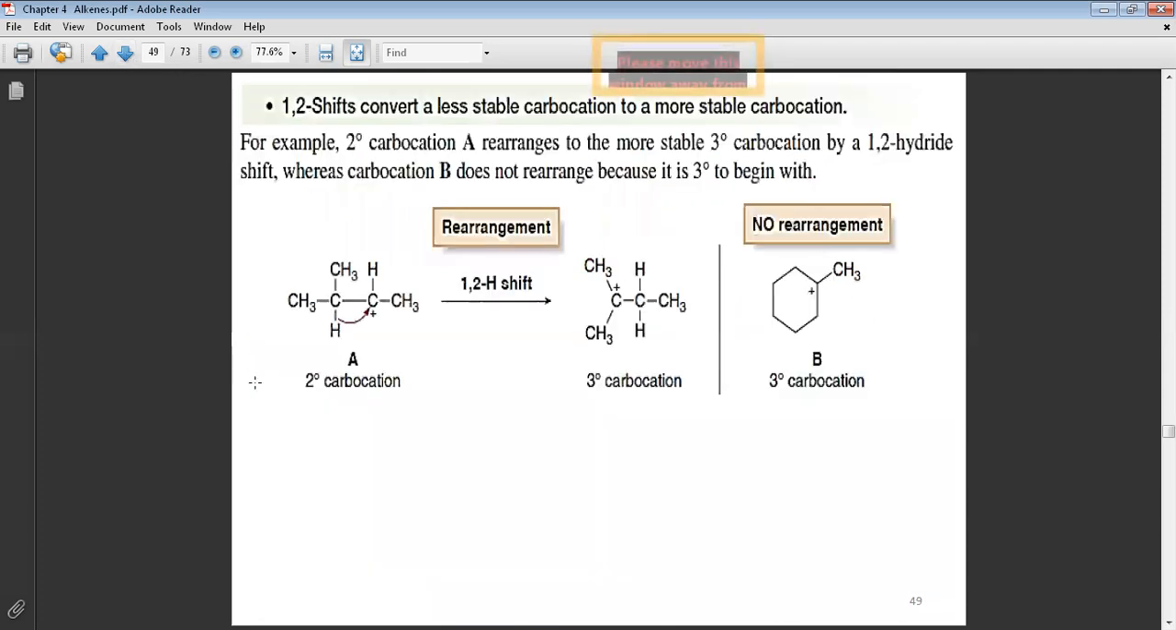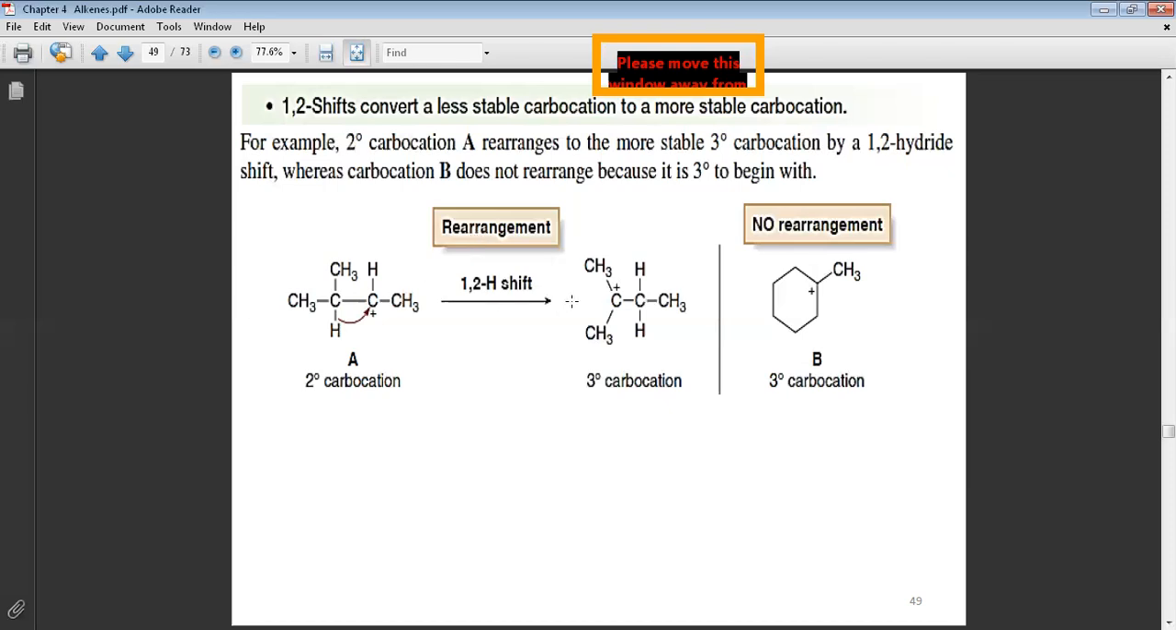Look to this. Now, is this carbocation primary, secondary, or tertiary? Of course it is secondary. Why? Because we have two alkyl groups, this alkyl group and this alkyl group. It is a secondary carbocation. Now, if we make a 1-2 hydride shift, it will be a tertiary carbocation. Now, which is more stable, secondary or tertiary carbocation? That means rearrangement will happen, to give you a more stable carbocation.